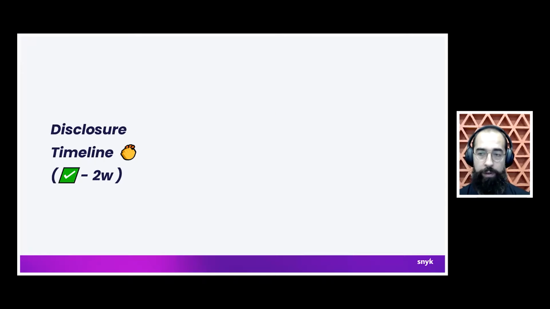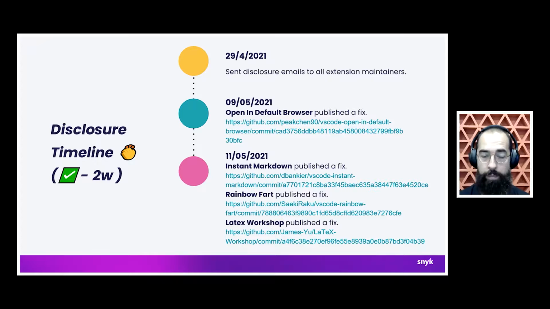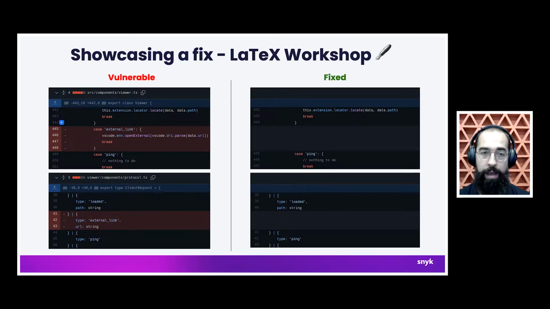So after we wrapped up our findings, we sent disclosure emails to all of the extension maintainers. And within a bit short of 2 weeks, all the vulnerabilities were fixed. So kudos to the maintainers and the community for doing this in a really quick time. And let's look at some of these fixes. So in the case of LaTeX Workshop, on the left-hand side, we see the vulnerable code. So we see data.url being controlled by the attacker, getting unsanitized and used in the open external API call. And on the right-hand side, they basically removed that feature altogether because it wasn't necessary at all.